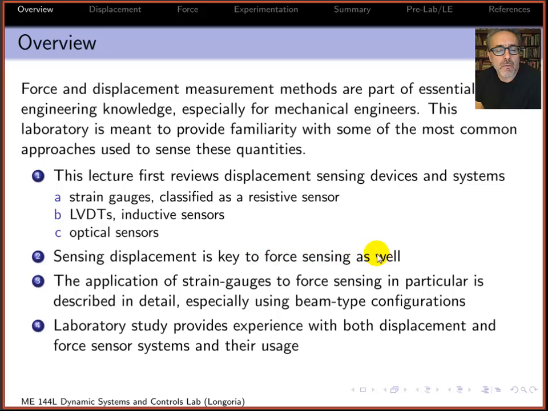So we'll talk a little bit about how we do that, and then we'll really turn and talk about strain gauges and how they're used to design force measurement devices, especially with beam type configurations. Then I'm going to talk a little bit about the lab study, and in a separate video I'll discuss some of the pre-lab preparation and the lab evaluation.